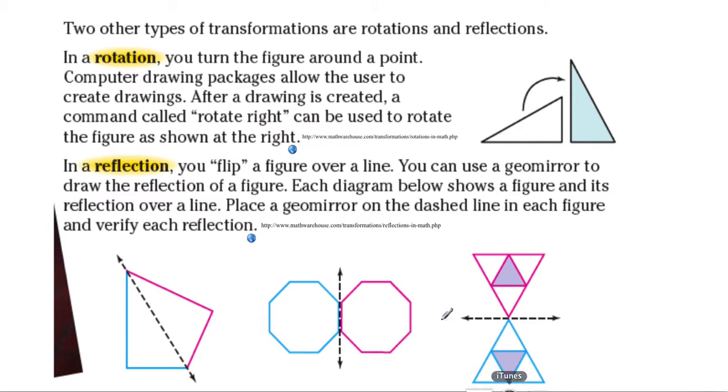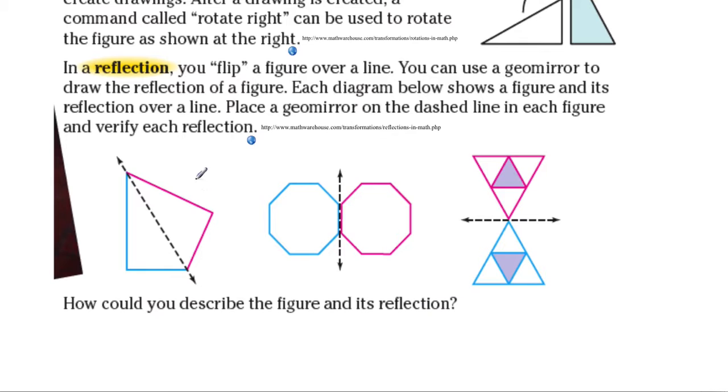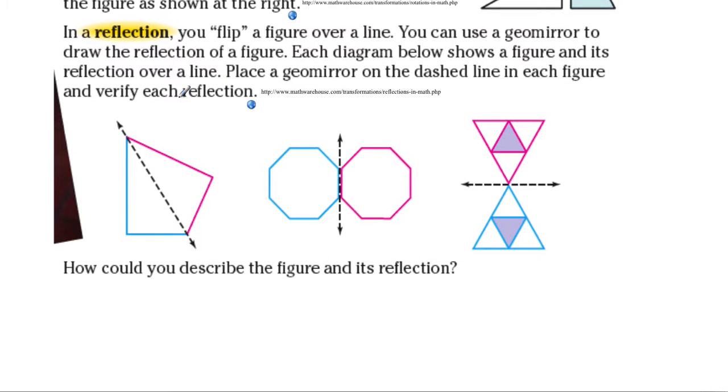So another type of transformation is what we call a reflection. When you flip a figure over a line, you can use a geomirror to draw a reflection. I think we used a geomirror last year for this one. But basically, each diagram below shows its figure and its reflection over a line. You're basically flipping the figure over a line.